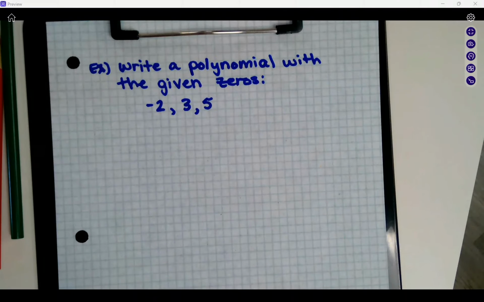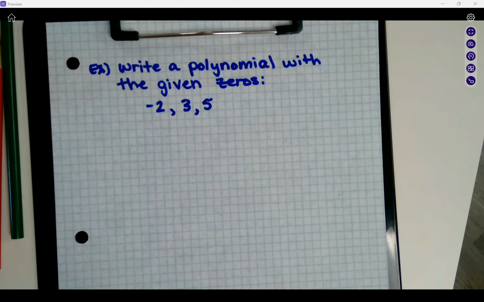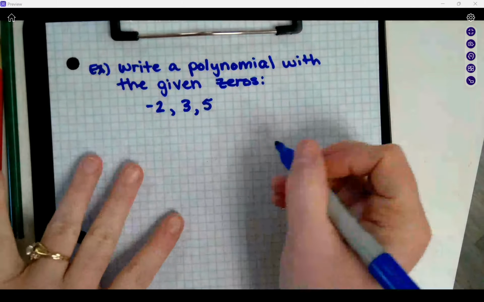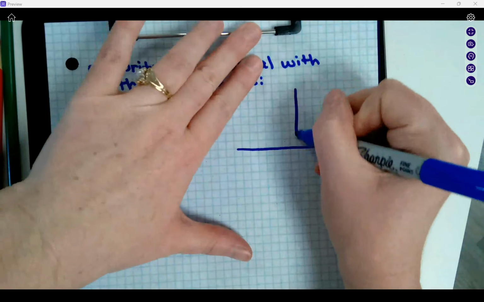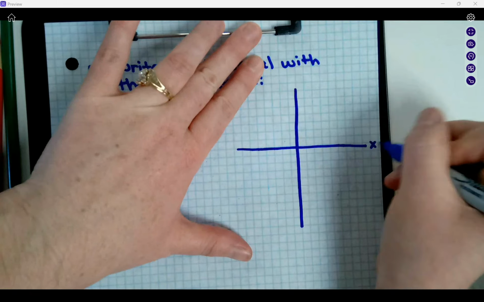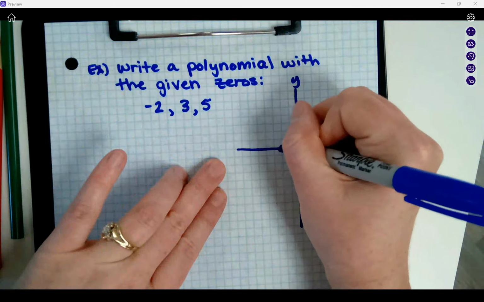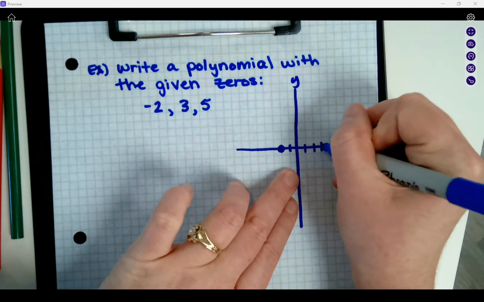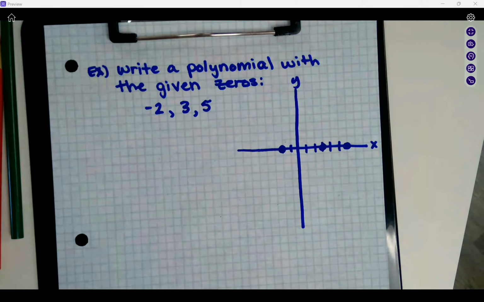Okay, in this example, we are going to look at how to write a polynomial with the given zeros. Here our zeros are -2, 3, and 5, and I just want to remind you what it means to have a zero, graphically speaking, that is. If we have zeros, then that means along the x-axis at -2, at 3, and at 5, our function must intercept the x-axis.